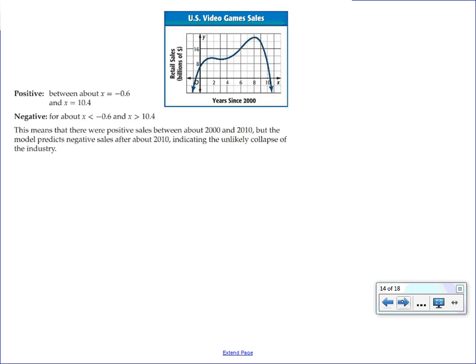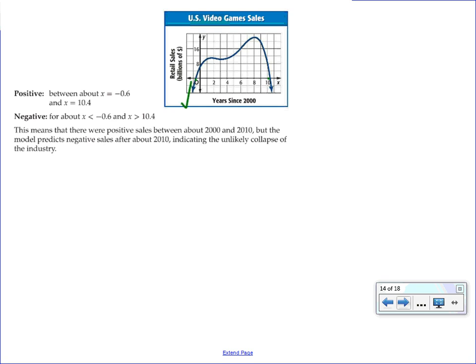So let's look at positive and negative first. The positive is between about x equals negative 0.6 and x equals 10.4. The negative is less than negative 0.6.